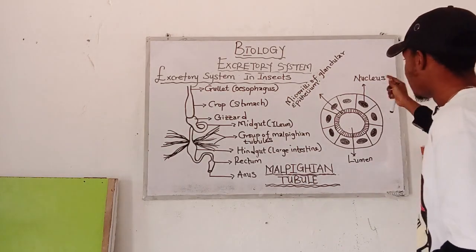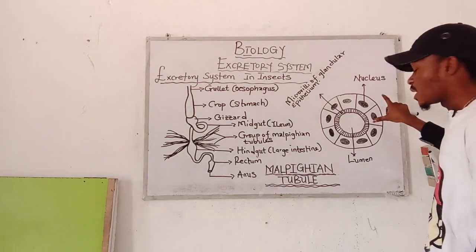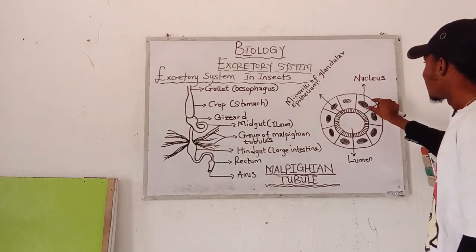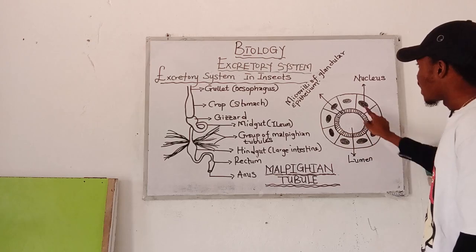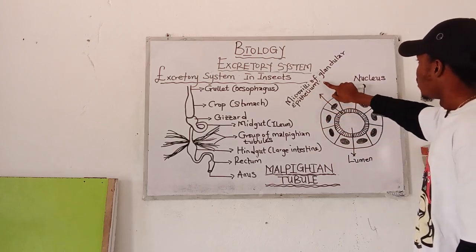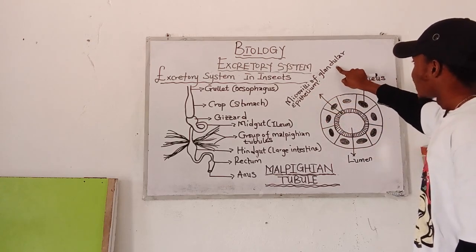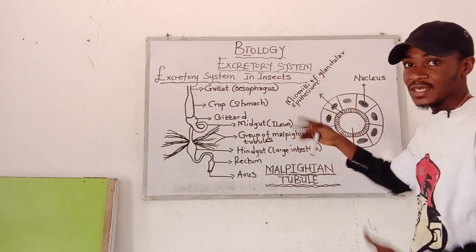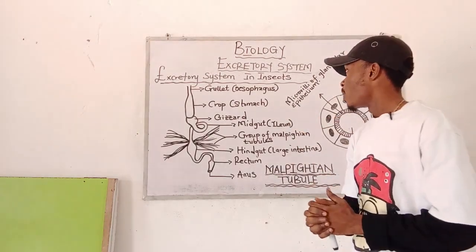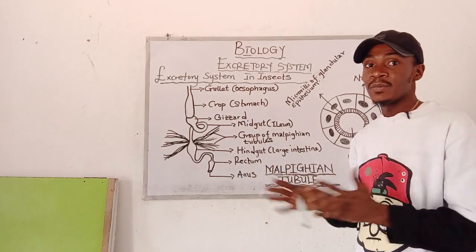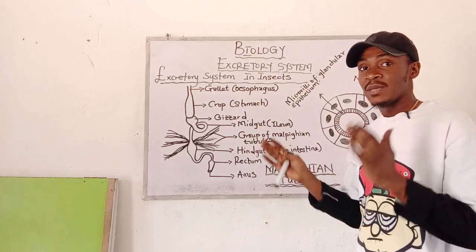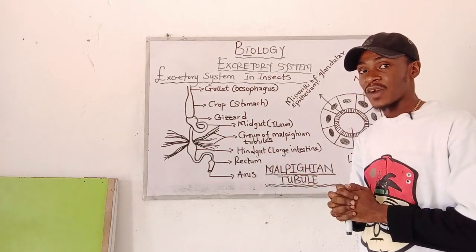Over here you can see a transverse section of the Malpighian tubule. You can see the nucleus, and in the internal cavity we have the microvilli, comprising basically glandular epithelium. So this is the summary of the excretory mechanism in an insect. Let's quickly move right to the next part of our teaching.